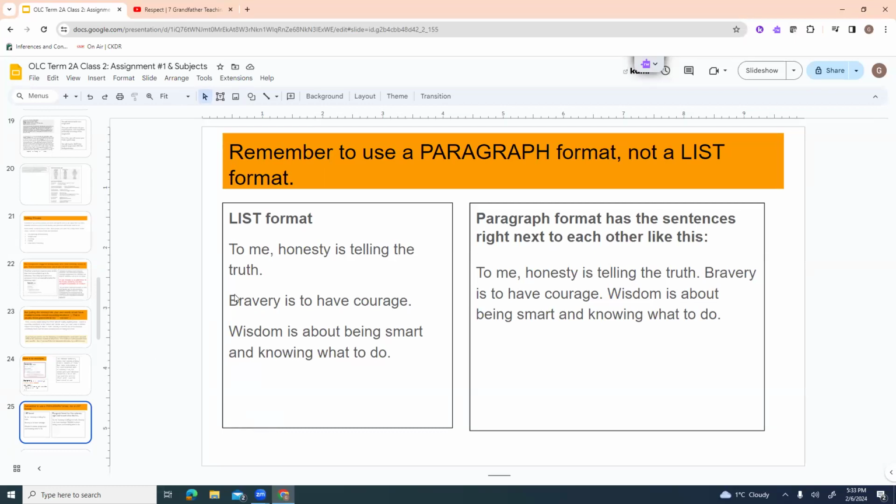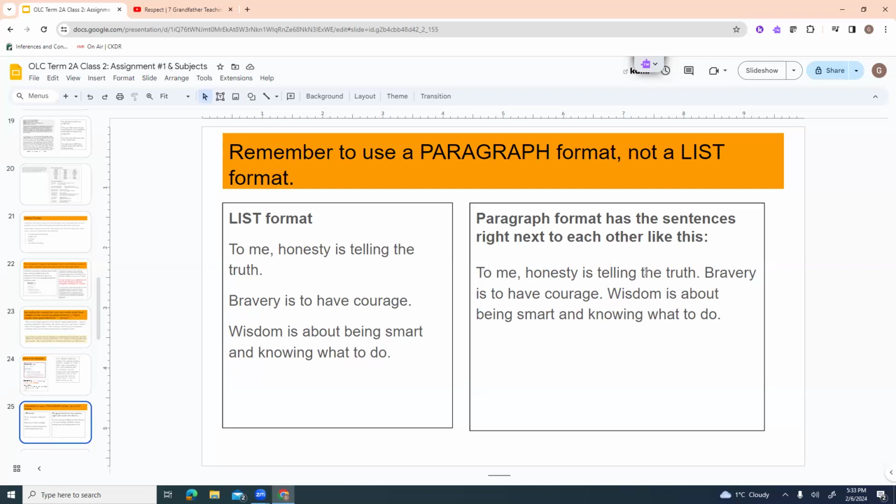So here is an example of a list format. To me, honesty is telling the truth, space. Bravery is to have courage, space. Wisdom is about being smart and knowing what to do. But a paragraph format, all the sentences just follow one right after each other like a little train. To me, honesty is telling the truth. Bravery is to have courage. Wisdom is about being smart and knowing what to do.